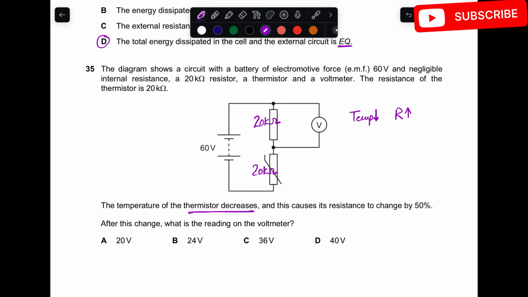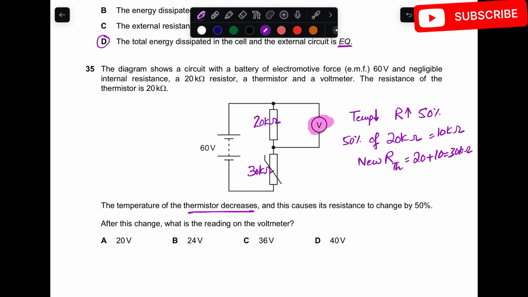How much? 50%. So 20 kilo ohms, 50% of it is 10 kilo ohms. So new resistance of thermistor will be 20 plus 10, 30 kilo ohms. So now we have, this is 30 kilo ohms. You have to tell the reading of this voltmeter. Okay, so what we can use, we can use the formula for the potential divider.